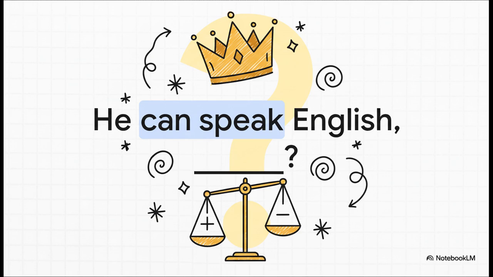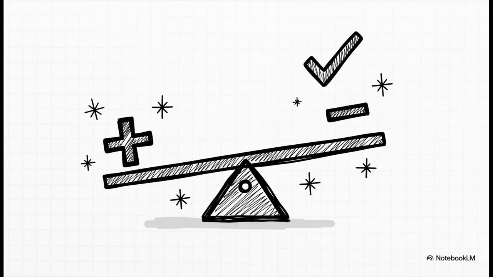"He can speak English." Go back to that golden rule. The statement's positive, so what does the tag have to be? Take a second. "Can't he?" Yes, that's it. Positive statement, "he can," flips to a negative tag. "Can't he?" Perfect. You're on a roll.